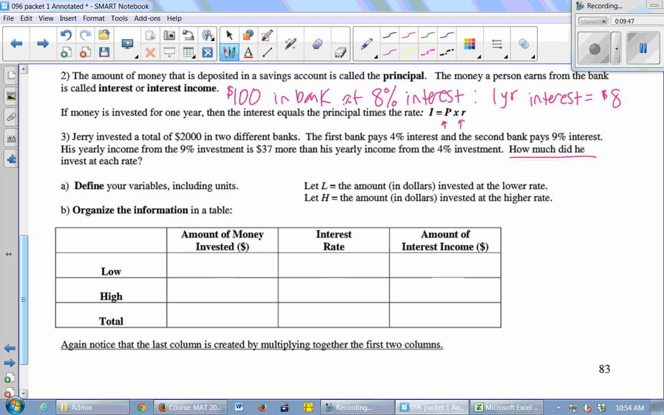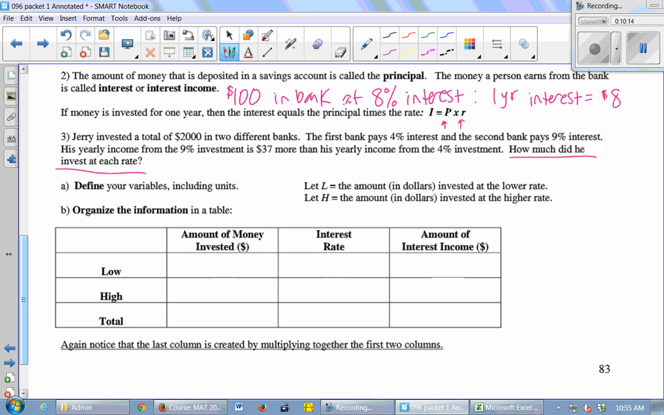So I underline that question, and I use it to define my variables. Okay. So I'm going to let L be the amount he invested at the lower rate and H be the amount he invested at the higher rate. And you can pick whatever letters you want, right? Sometimes I pick letters that help me remember what they represent. Sometimes I just pick X and Y because those are the standard variables, right?